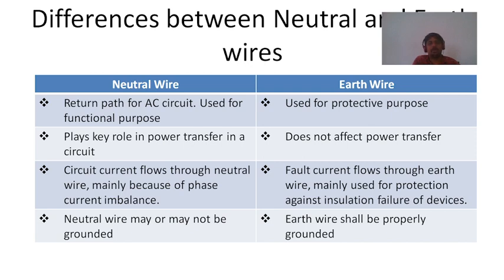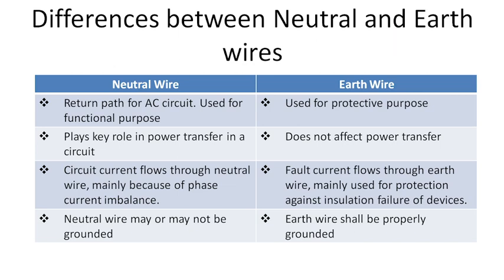The neutral wire is the return path of the AC circuit. This is mainly used for functional purposes, whereas the earth wire is used solely for protective purposes. The neutral wire plays a key role in the transfer of power from the source to the load, because in case of three-phase unbalanced loads, you cannot load the circuit fully if you don't have the neutral wire connected. But the earth wire is not at all associated with the power transfer.